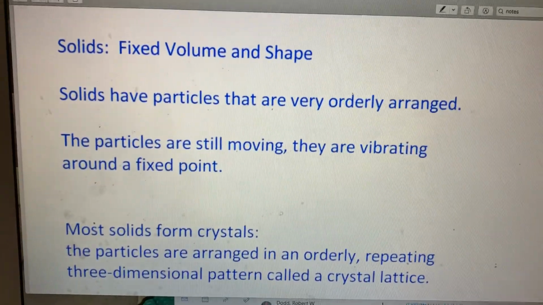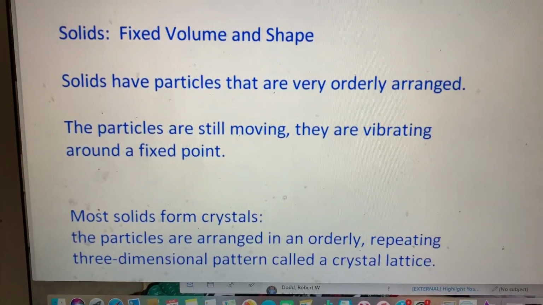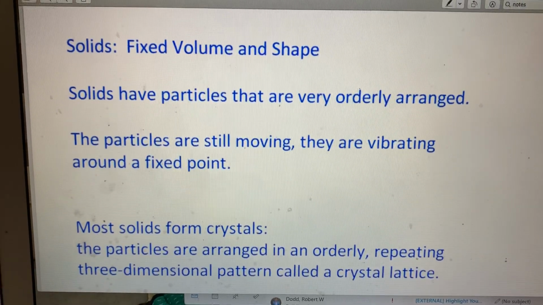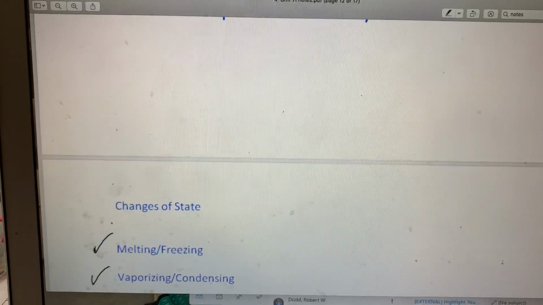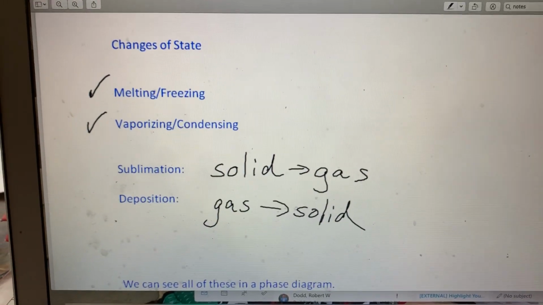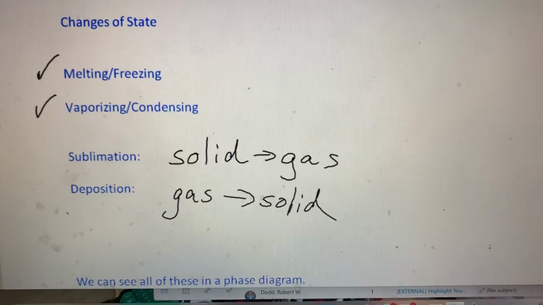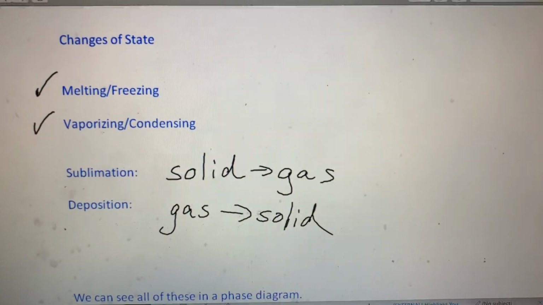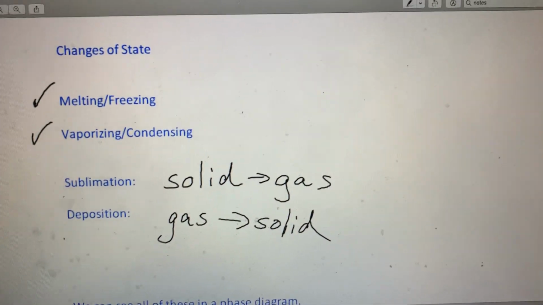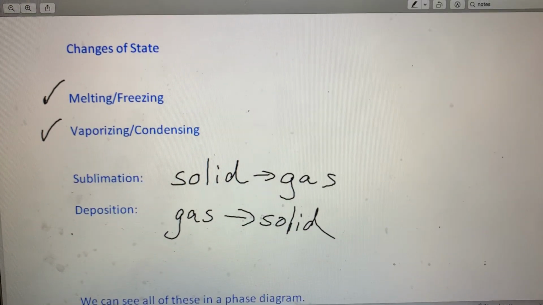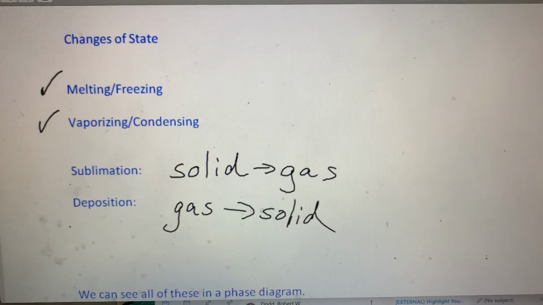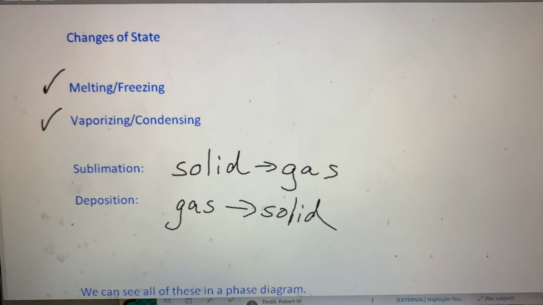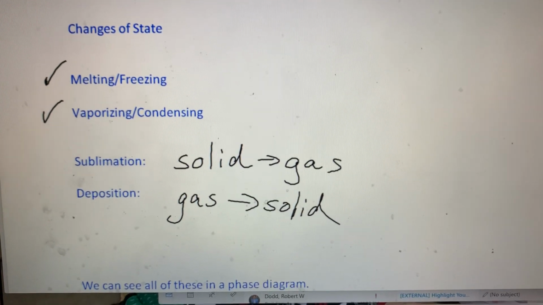If you decide to go on and take AP, you will learn about several different crystal lattice structures, which are the geometric shapes that these solids form. But we are going to focus on some changes of state now. Some that we already should be familiar with: melting and freezing. Remember, melting is going from a solid to a liquid, freezing from a liquid to a solid. Vaporizing and condensing: vaporizing, liquid to gas; condensing, gas to liquid.